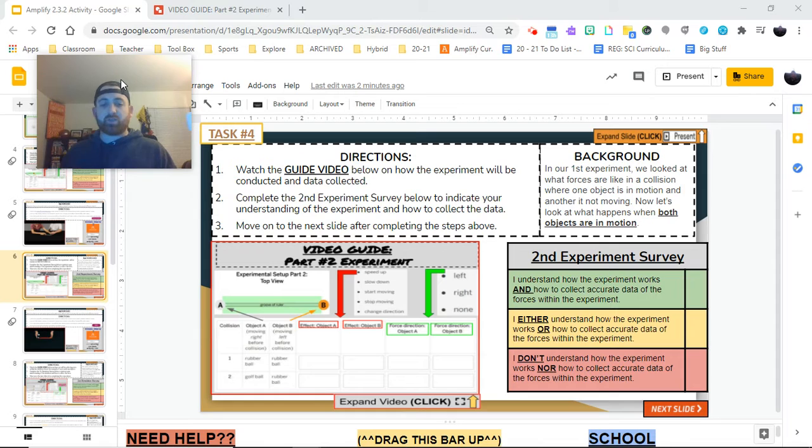So with the first experiment we looked at, one object would be staying still in the very center of our ruler, and another object would be in motion, creating that collision so we could observe what was going on with force, motion, direction, all that sort of stuff. Now we're going to put both objects in motion, and we're going to be using the same data table and same observations to help us discern what's going on with our motion, what's going on with the direction of these objects as the forces of those collisions ensue.